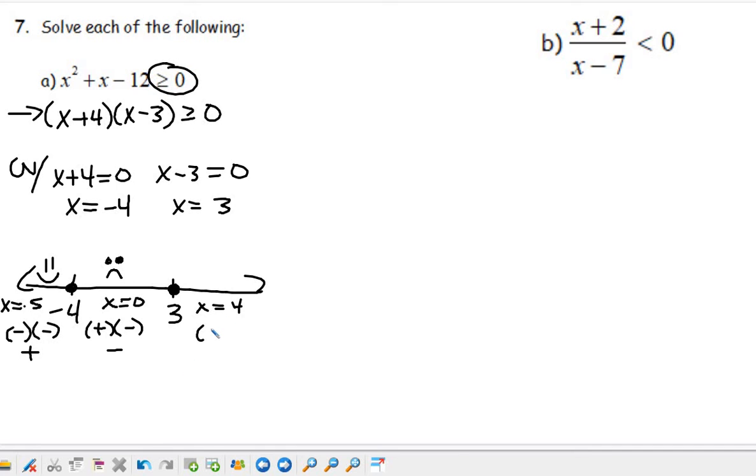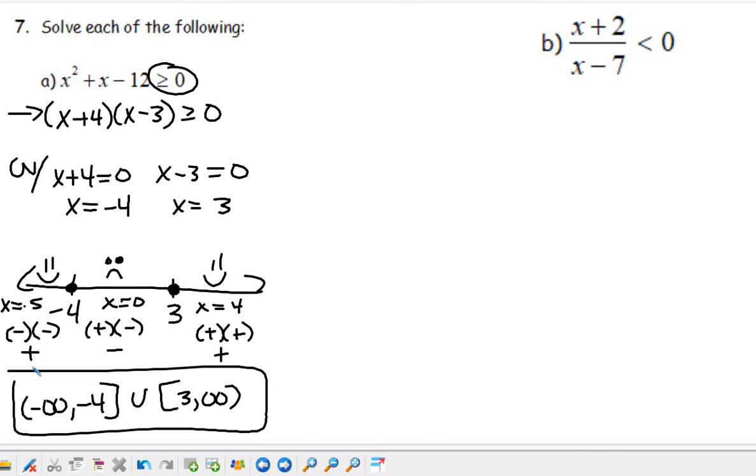So 4 plus 4 is a positive. 4 minus 3 is a positive, and two positives make a positive, which is what I'm looking for. So my happy face touches an arrow, so that's negative infinity to negative 4 included, union 3 included to positive infinity. Remember, infinities always get parentheses.